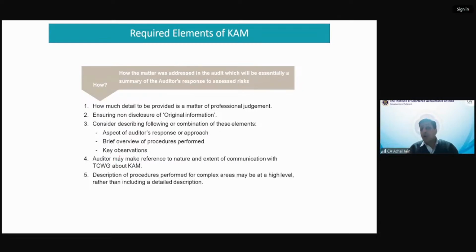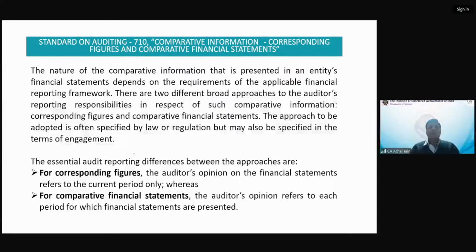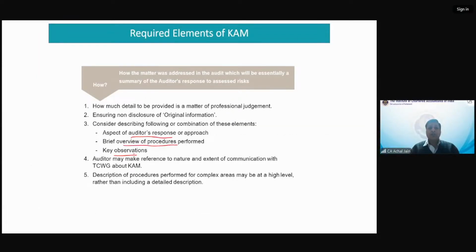We talked about it. How much detail is required to be provided in respect of getting into that assessment? What was the approach of the auditor? What were the procedures of the auditor? And if at all there were any key observations. And then, of course, the next thing will be about their reference.